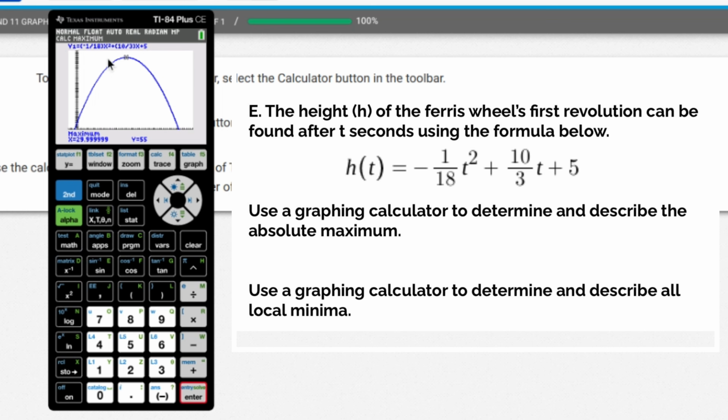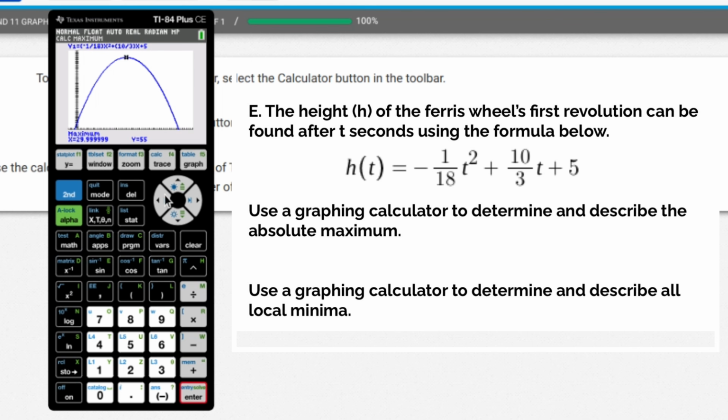Now, I'm going to use the graphing calculator to determine and describe all local minima. Here's the thing that I have to be careful of. My interval that I care about is going to be between 0 and 60 because I only care about the first revolution, which means it starts at 5 and ends at 5. So my minimum happens at 5.